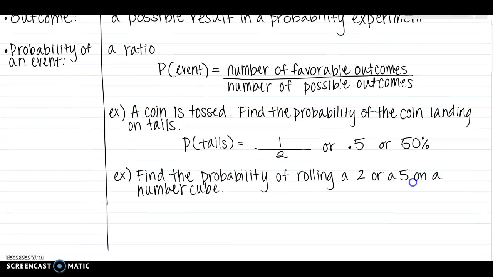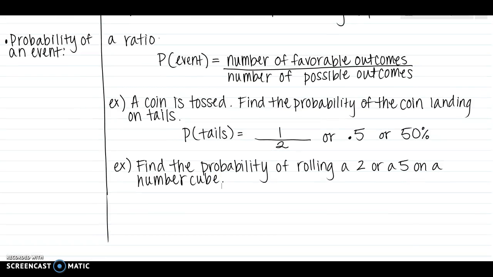Okay, so again, the type of probability that I'm looking for is a 2 or 5. That's my event that would make this probability true. So again, I want to write P, and there's my parentheses, so P of landing on a 2 or a 5.